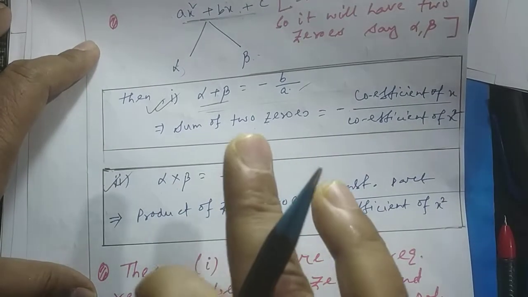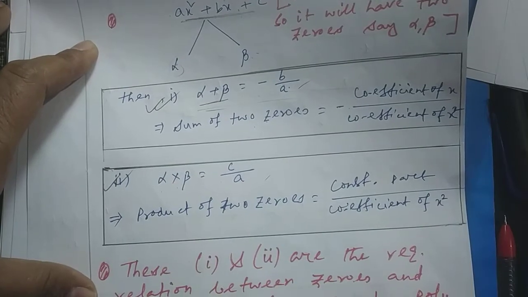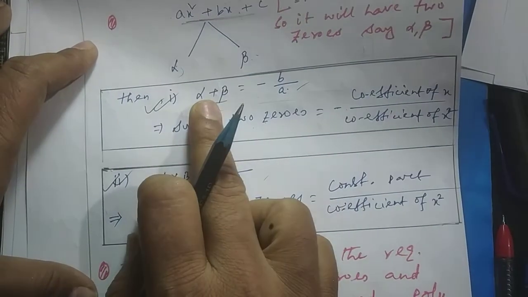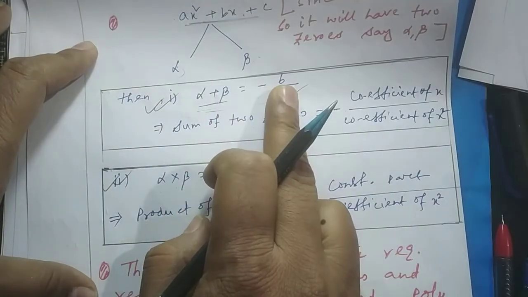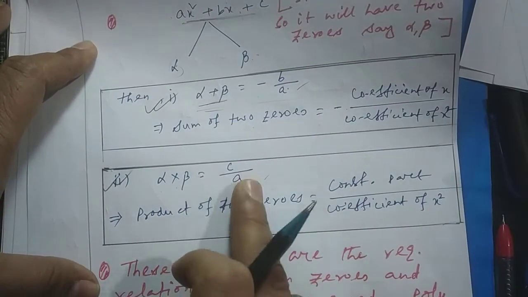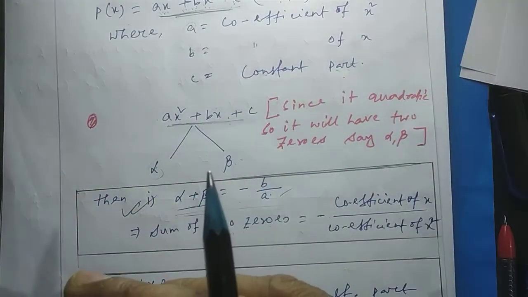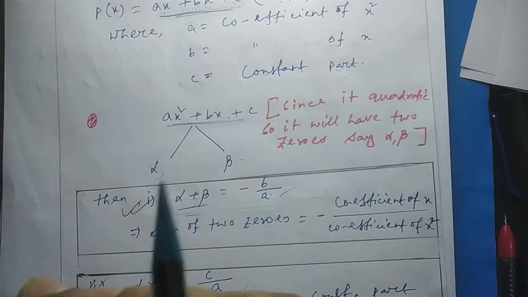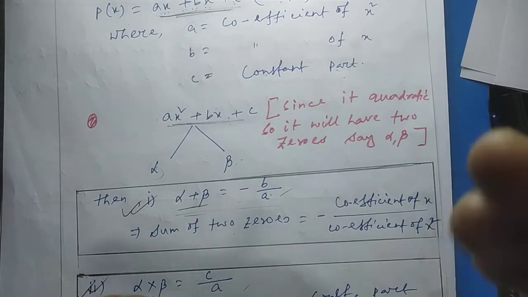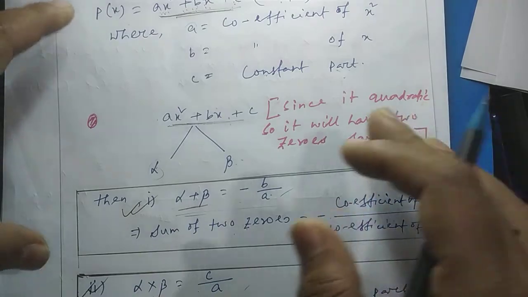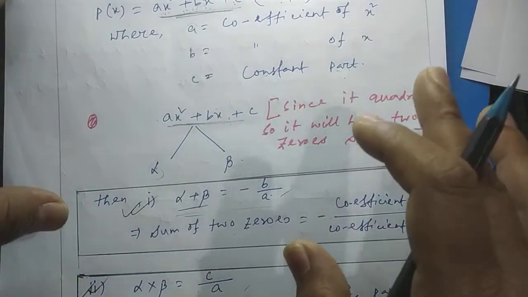So in this way, in total we shall have two relations between the zeros and the coefficients. The first one is alpha plus beta equal to minus b by a, and alpha into beta equal to c by a. By any means we have to remember these two relations. It is very very important to remember, because every year in the CBSE board exam a question comes from here. So please don't ignore it. Understood?